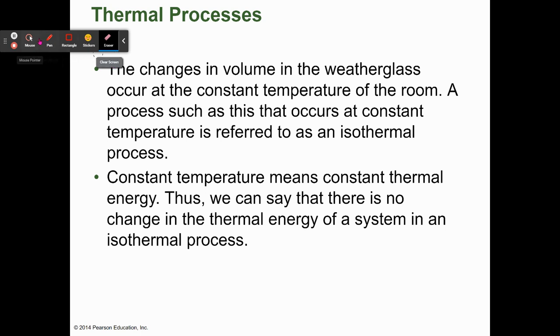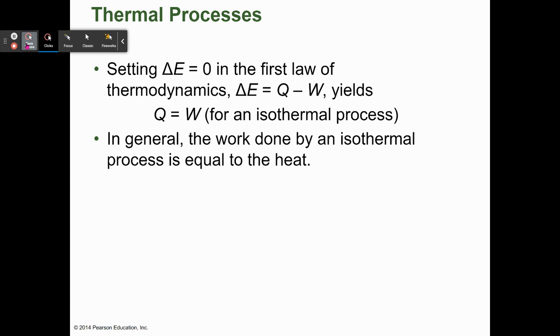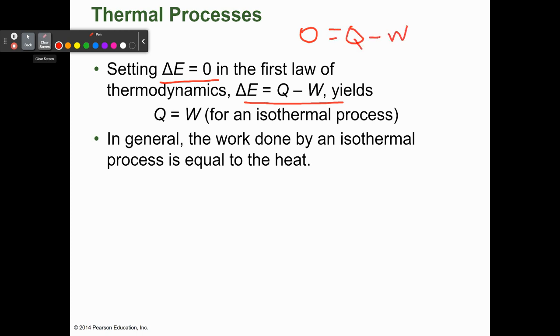Because with isothermal, there is no change in the thermal energy. So what we do for that is we set delta E equals 0, and so there's our equation, our first law of thermodynamics. If delta E is 0, and then we move Q to this side, we wind up with Q being equal to W. So for an isothermal process, the amount of work that's done is equal to the amount of heat that the process has. Work done by an isothermal process is equal to heat.